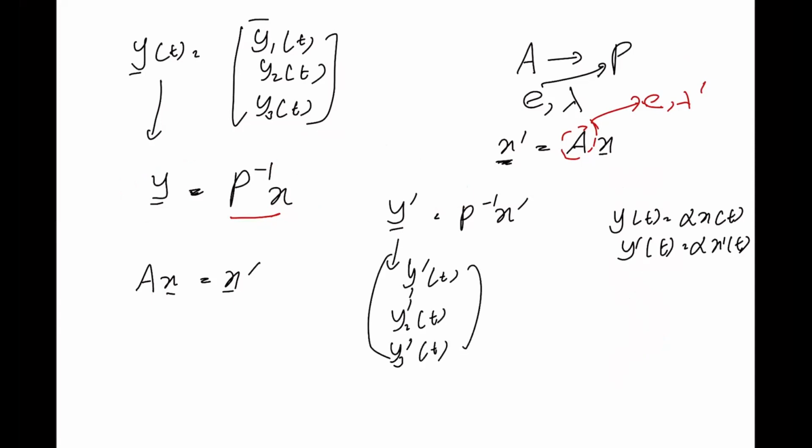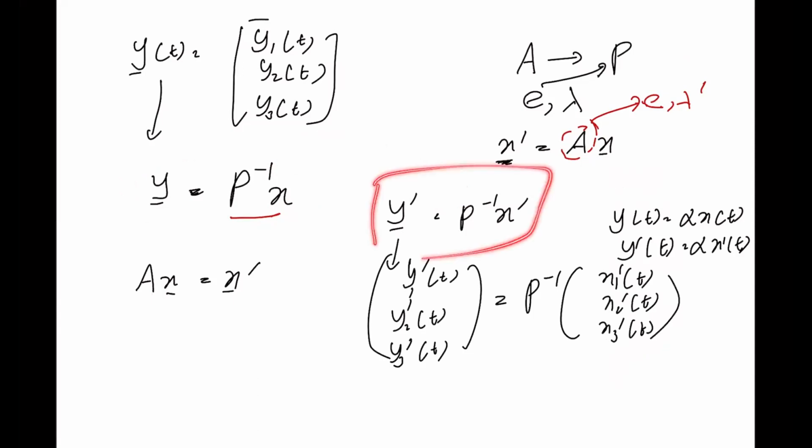This vector is nothing but P inverse times x1 dash t, x2 dash t, x3 dash t. You can prove that it is actually a simple derivation. So you can just memorize that: if you differentiate it, you just consider this matrix multiplication.